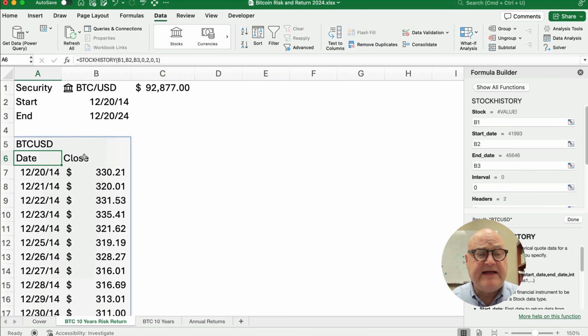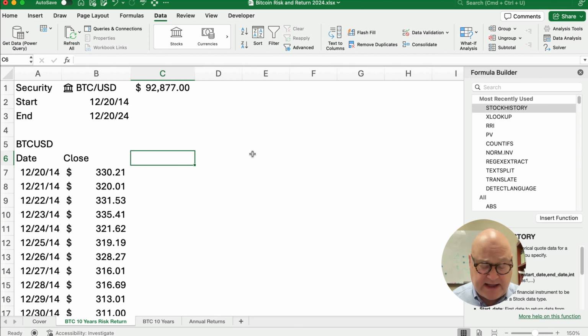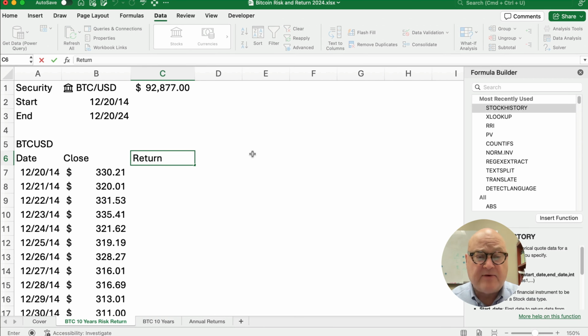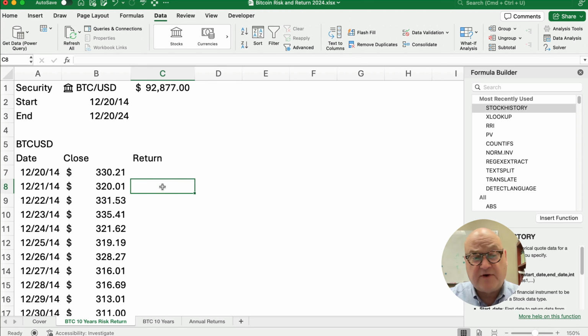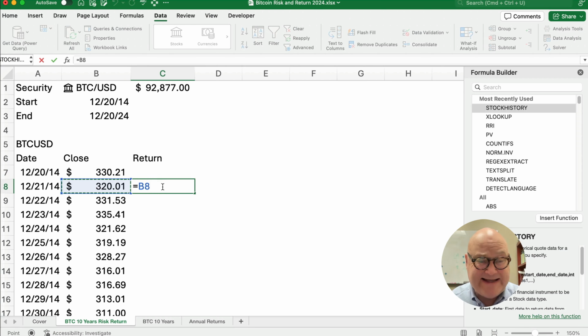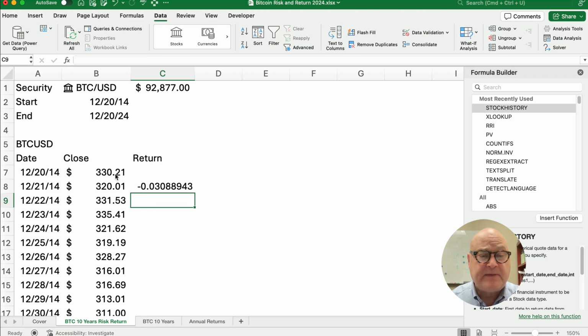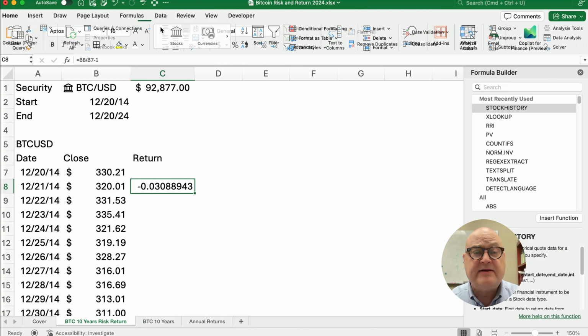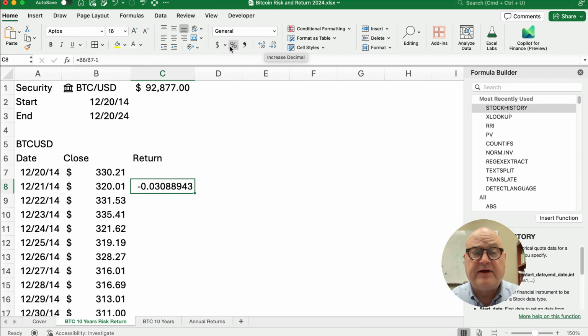Now I've got the date and I've got the closing price. Now I want to calculate the daily return. The return is just going to be, after the first day, I can take the second day divided by the first day, and then subtract out the 1. I'm going to make it a percentage to make it easier to see. It is about negative 3% return for the day. If it went from 330 down to 320, you lost 3% in that day.